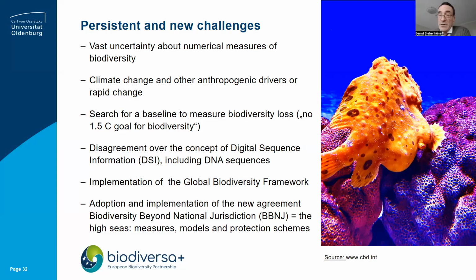And there is disagreement about DNA sequencing and the database on that, the digital sequence information system. And yes, the implementation of the Global Biodiversity Framework will require, as Sakila also just mentioned, a big research question about a monitoring question. How are these goals achieved?